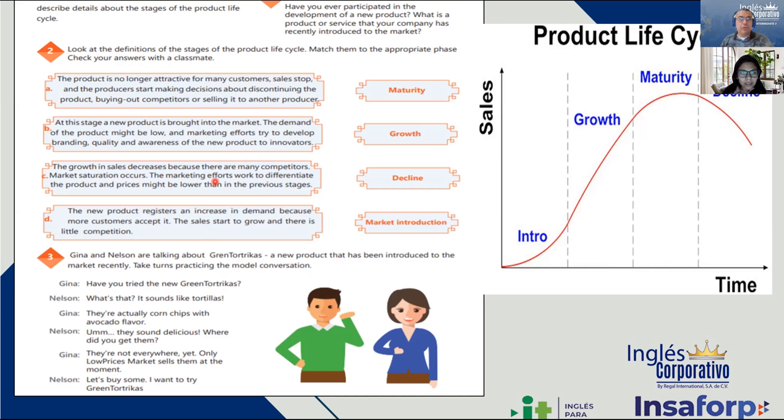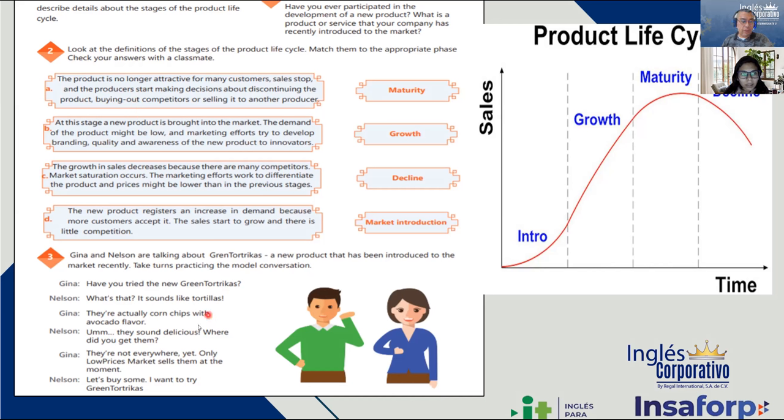Okay, what about this word right here? Efforts. Very good. And this one? Attractive. Very good. What about this one? Producers. Very good. Excellent. This one? Discontinuing. All right. Discontinuing. Very good. Excellent. This one? Buying out. Very good. Excellent.